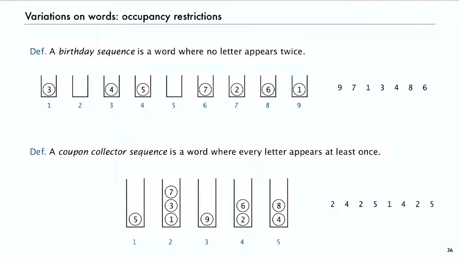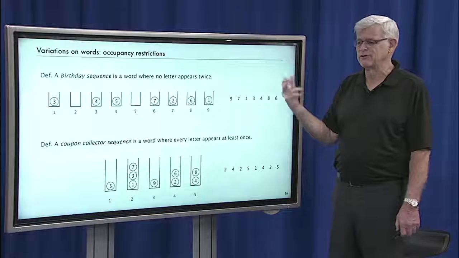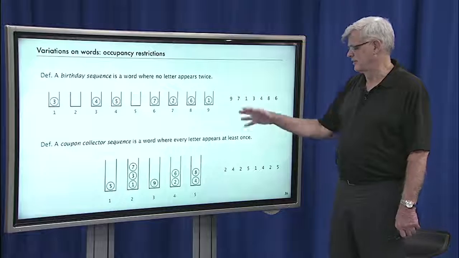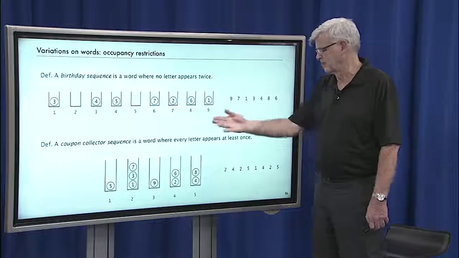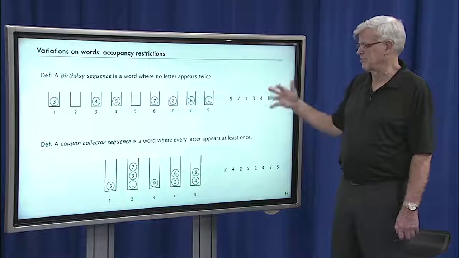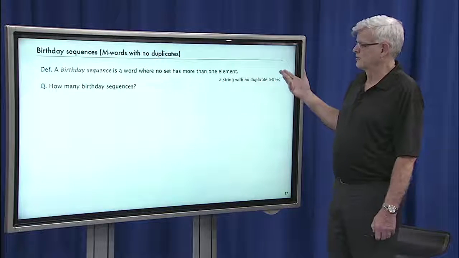So birthday sequence is about if you have a room with n people in it, and there's 365 different birthdays, what's the chance that no 2 people have the same birthday? Coupon collector sequence is how many things do you have to see before you get everything in the collection. And there's many, many applications of both of these. And they're classic in combinatorics.